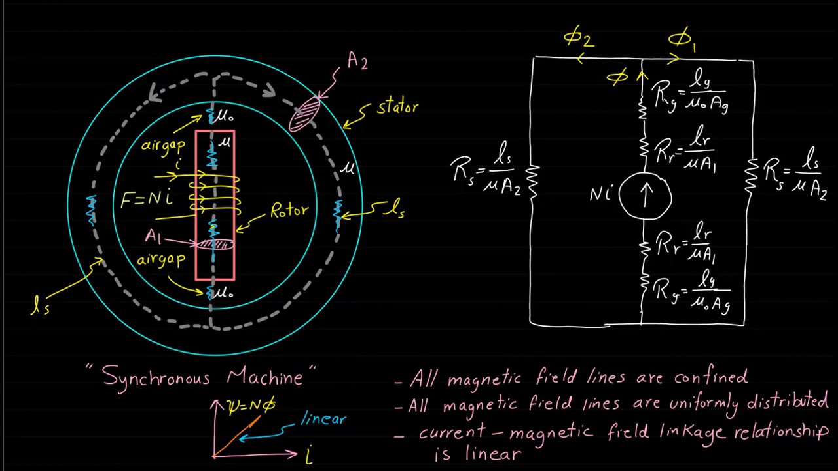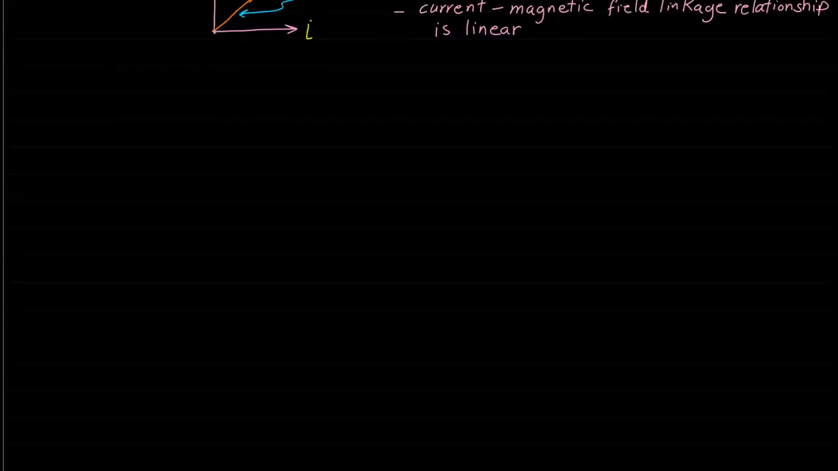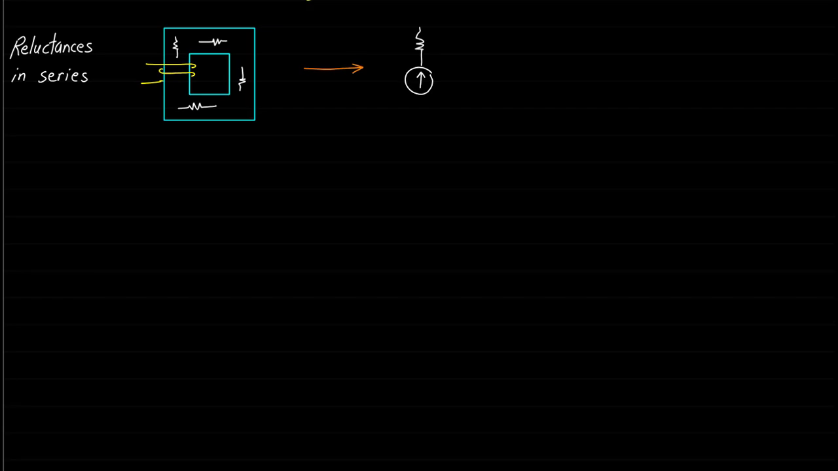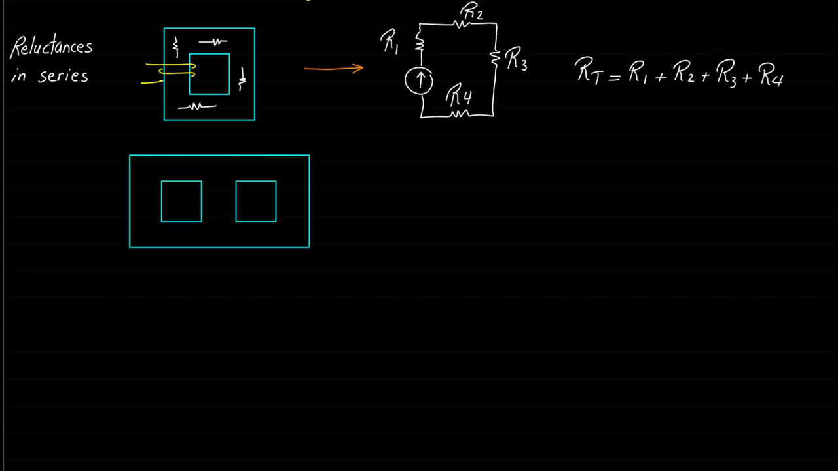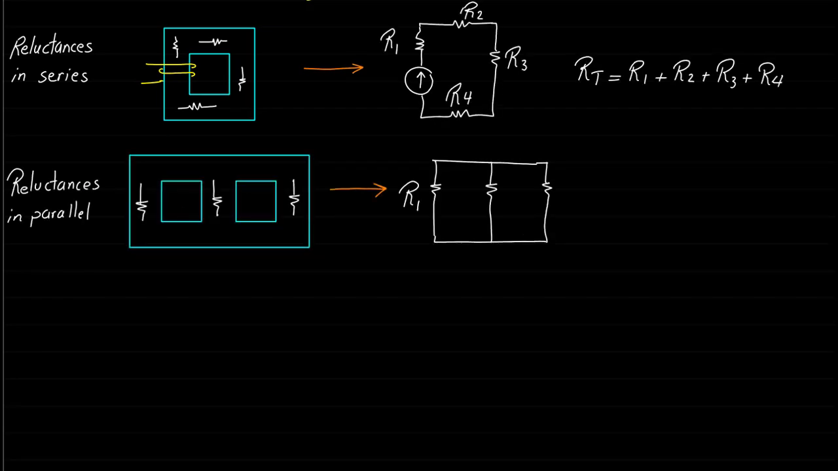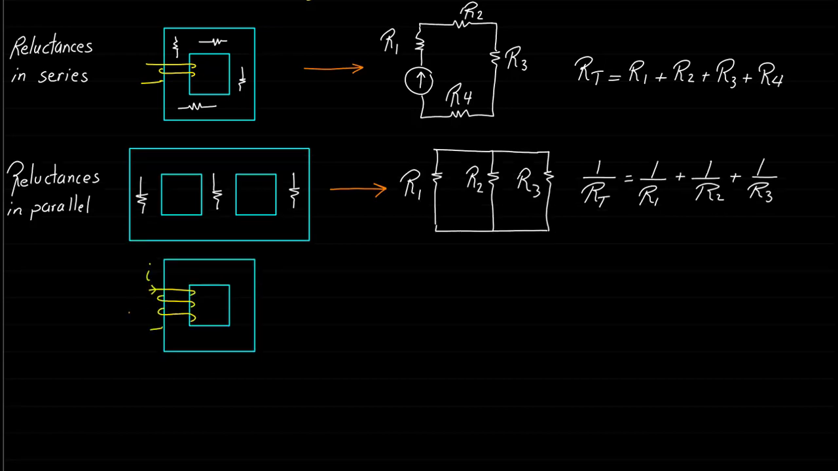Before ending this lecture, let's review the main rules used to solve the equivalent magnetic circuits as follows: reluctances in series, reluctances in parallel, Kirchhoff's voltage law, and Kirchhoff's current law.